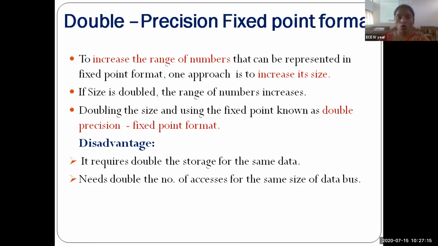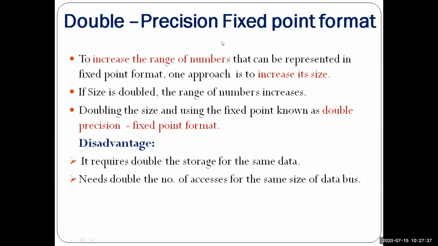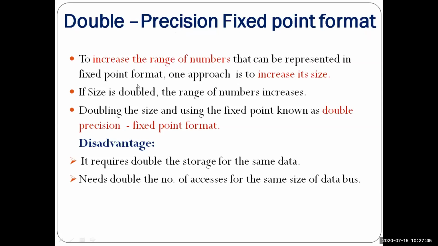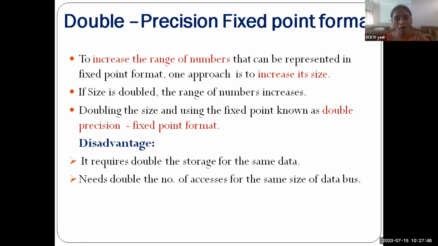Now to overcome this drawback, we go for double precision fixed point format. So the previous wrap around drawback is due to what? The range of numbers or not. If you increase the range of numbers, then we can overcome the wrap around effect or not. So how to increase the range? If you increase the size, then we can increase the range or not. So simply if your size is doubled, then it is said to be double precision fixed point format. Previously, it was said to be single precision fixed point format. Now the size will be double, so it is said to be double precision fixed point format.